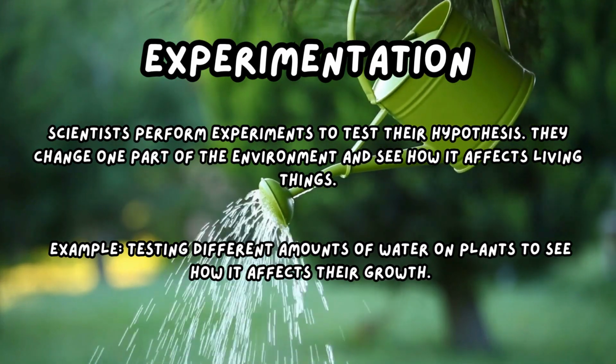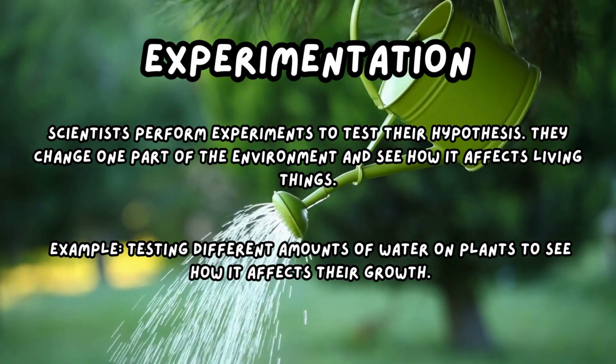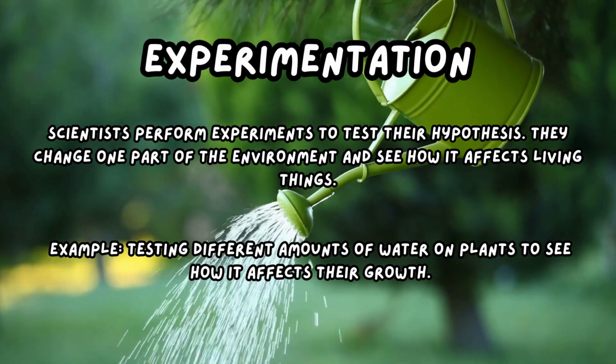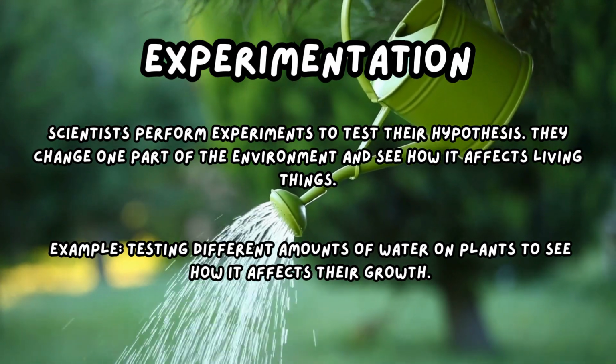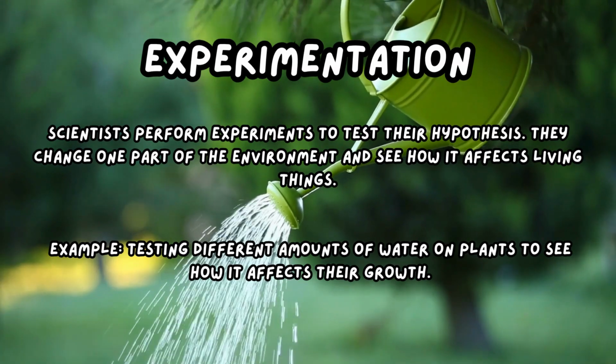Experimentation. Scientists perform experiments to test their hypothesis. They change one part of the environment and see how it affects living things. Example: testing different amounts of water on plants to see how it affects their growth.